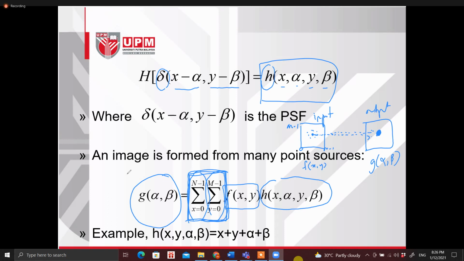So this is the image formation function that is important for you to remember and understand. This h(x, alpha, y, beta) is a function. Therefore, this element can be represented by, for example, x plus y, alpha plus beta. If this is the function that we have from our experiments, then you can reduce the image formation function. It now becomes the summation of f(x,y), and then we can have h with the expression here.